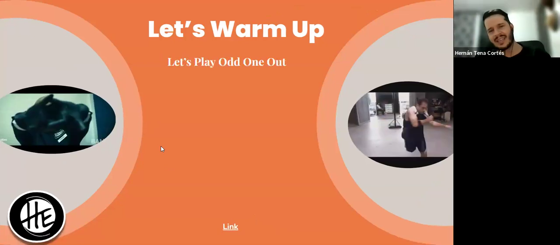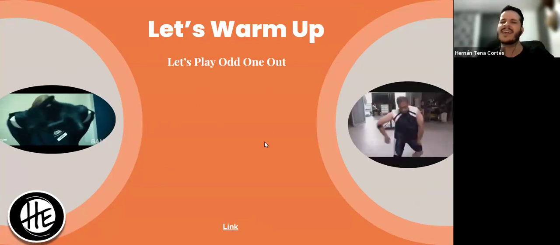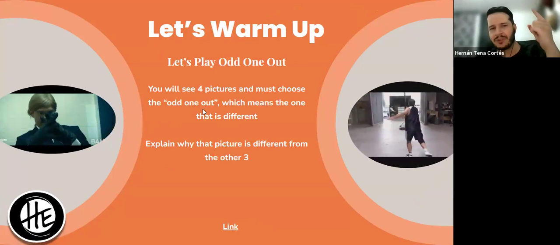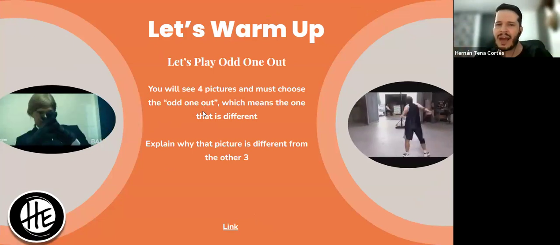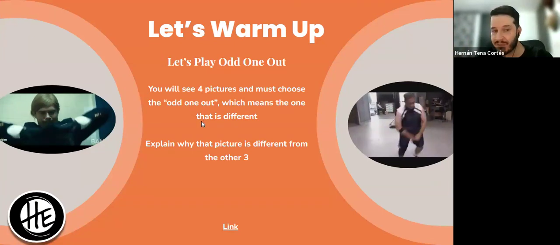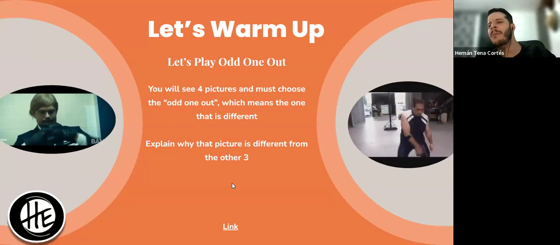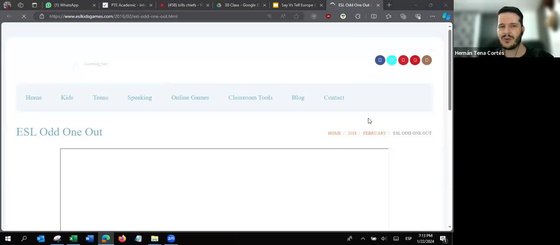So we're going to do an activity called the odd one out. What does that mean? You are going to see 4 pictures and you have to choose one picture that is the odd one out. The odd one out means the one that is different. Explain why that picture is different from the other pictures. That's what we're going to do right now. Let's take a look at this game over here. Let me share the sound from my computer.